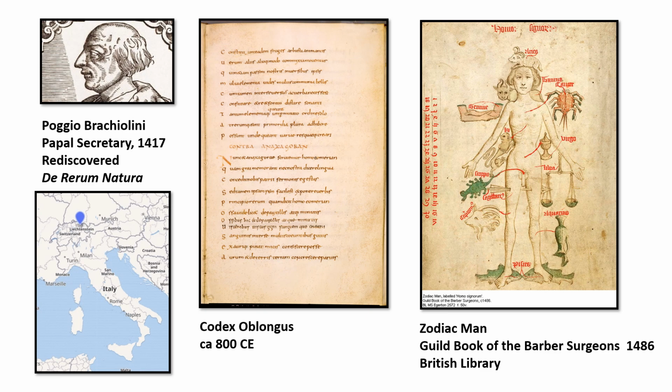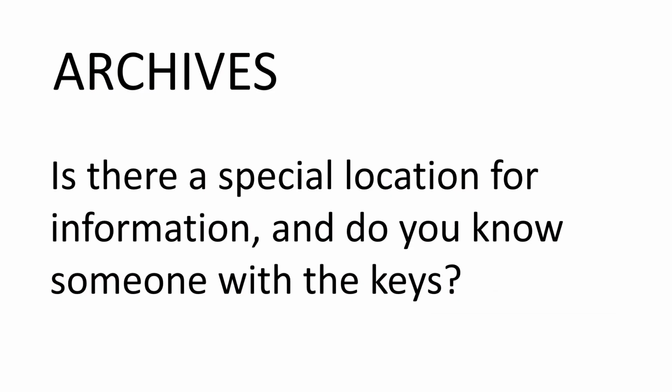At this point, information was rare, expensive, and localized. If you wanted to have access to information, you needed to join the group that had the keys. And this is the question you might need to ask yourself now as you are doing research. Is there a special location for information? Is it in a special spot owned by a particular organization? And do you know someone with the keys?